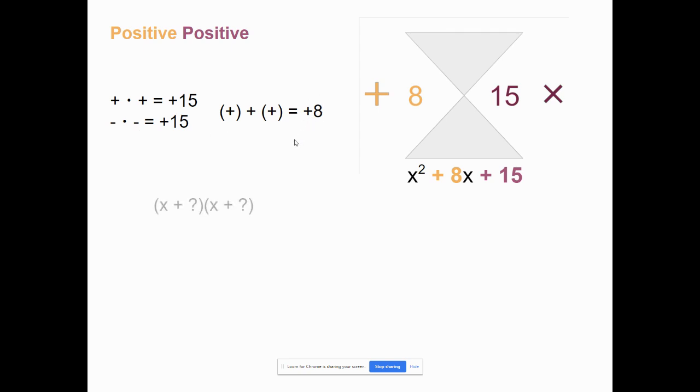So we can already then write this. We know there's going to be an x in each set of parentheses, and now we know that we have a positive sign on each parenthesis.